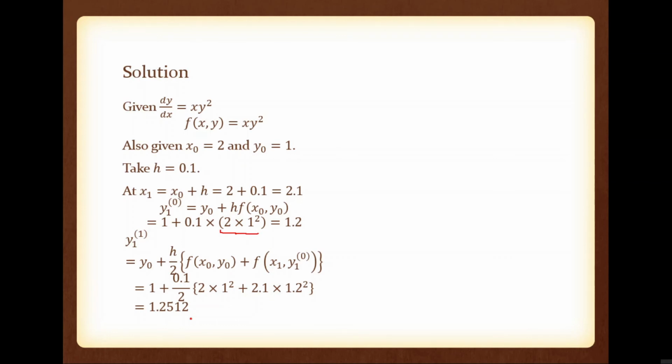Now by using this y1 of 1, that is 1.2512, and x1 equal to 2.1, find y1 of 2. Now find y1 of 2, that is equal to y0 plus h by 2 into f of x0 comma y0 plus, here it is f of x1 comma y1 of 1. Means this value you have to change. Instead of 1.2, now you have to use 1.2512.